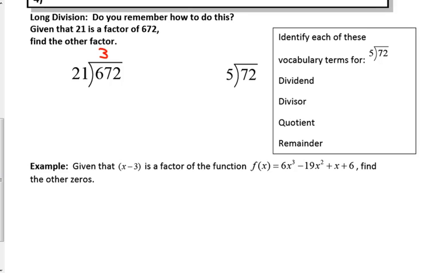Then 3 times 21 is 63. And then you subtract it. So that gives me 4. And then what? Bring down the 2. And then how many times does 21 go into 42? Twice. 2 times 21 is 42. So my remainder is 0, which means that 32 and 21 are factors of 672.